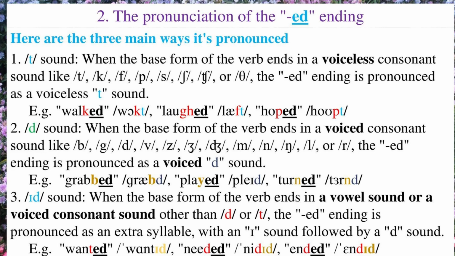3. Id sound. When the base form of the verb ends in a T or D sound, the -ed ending is pronounced as an extra syllable, with an 'i' sound followed by a D sound. For example, wanted, needed, ended.